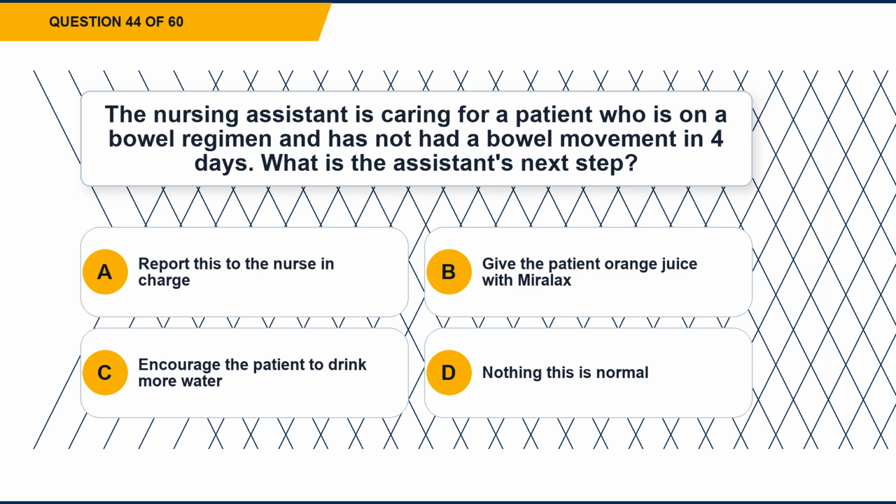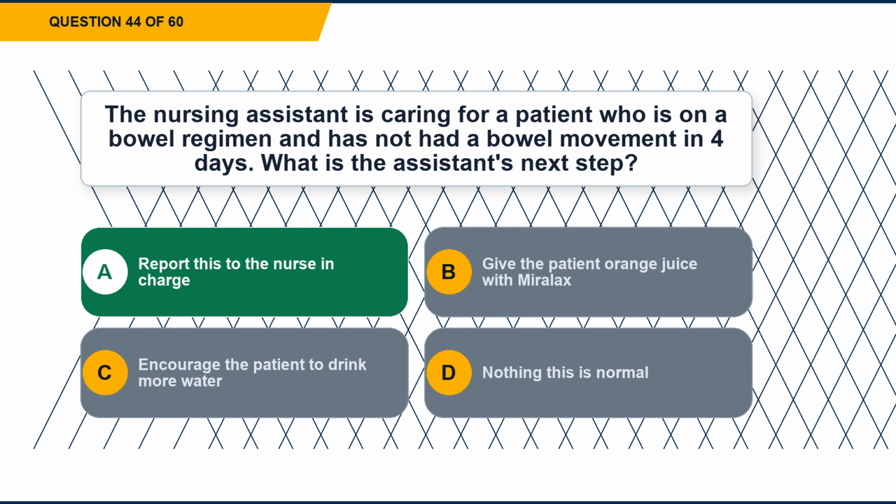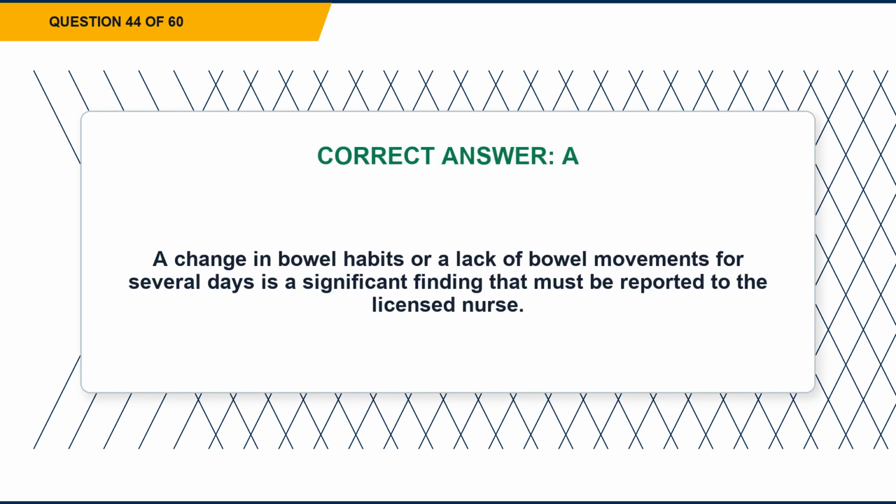Question 44. The nursing assistant is caring for a patient who is on a bowel regimen and has not had a bowel movement in 4 days. What is the assistant's next step? Option A, report this to the nurse in charge. Option B, give the patient orange juice with Miralax. Option C, encourage the patient to drink more water. Option D, nothing, this is normal. The correct answer is option A, report this to the nurse in charge. Explanation: a change in bowel habits or a lack of bowel movements for several days is a significant finding that must be reported to the licensed nurse.